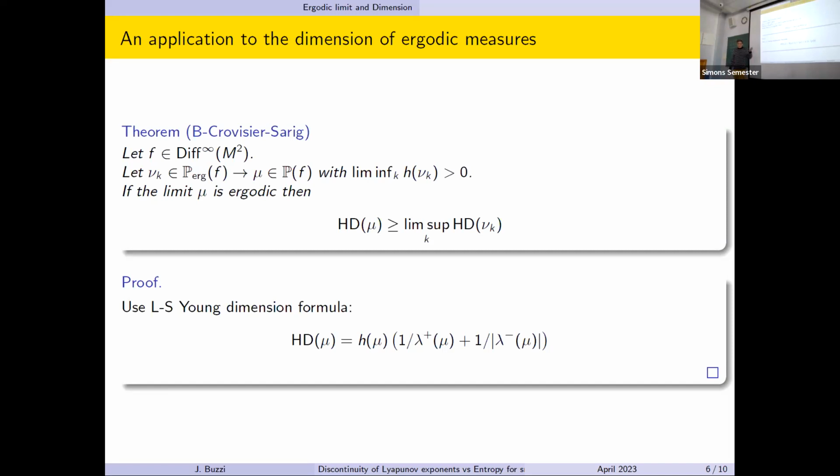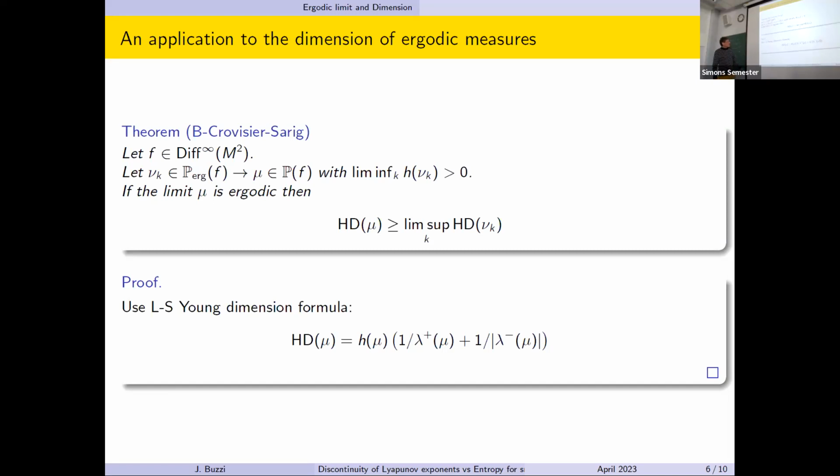Usually you like to know that you are upper semi-continuous because you have a compact set, so you will achieve the supremum. Here, of course, the set of ergodic measures is not a compact set. So it is true, but I'm not completely sure what you can do with it.